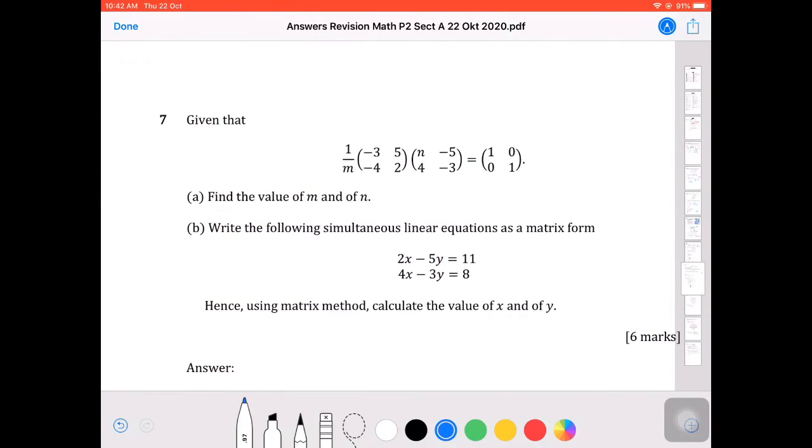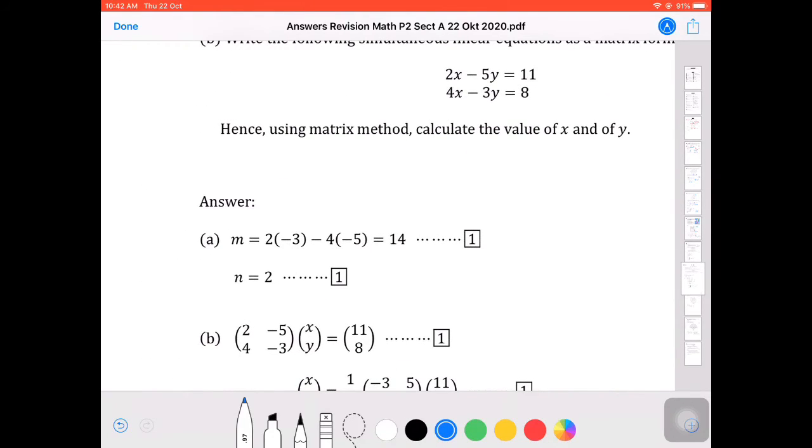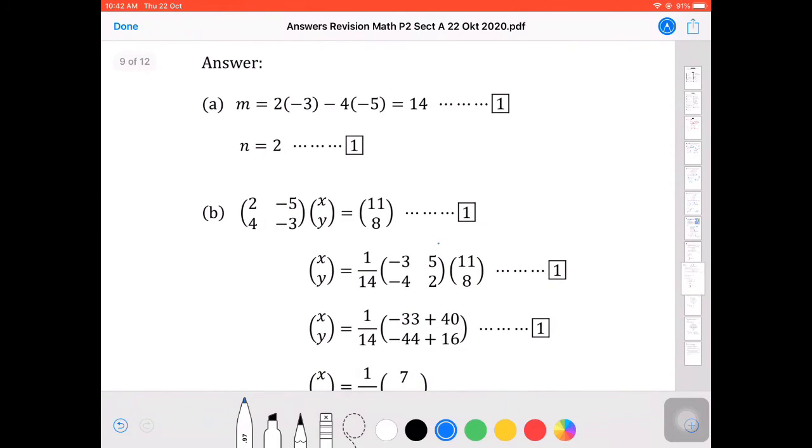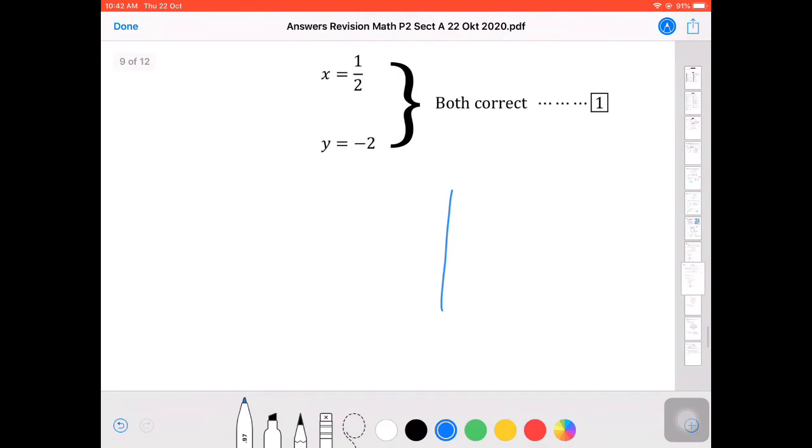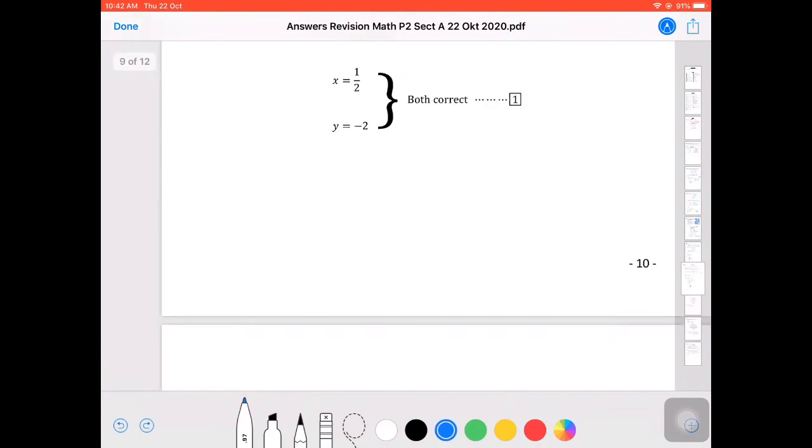Alright, question number 7 will be matrices. So always when you want to find a matrix, you have to use the inverse matrix. The first matrix is the inverse of the other matrix. So use 1 over AD minus BC. So you can find the values of M and N, and then use the matrix method. So this one's quite easy.